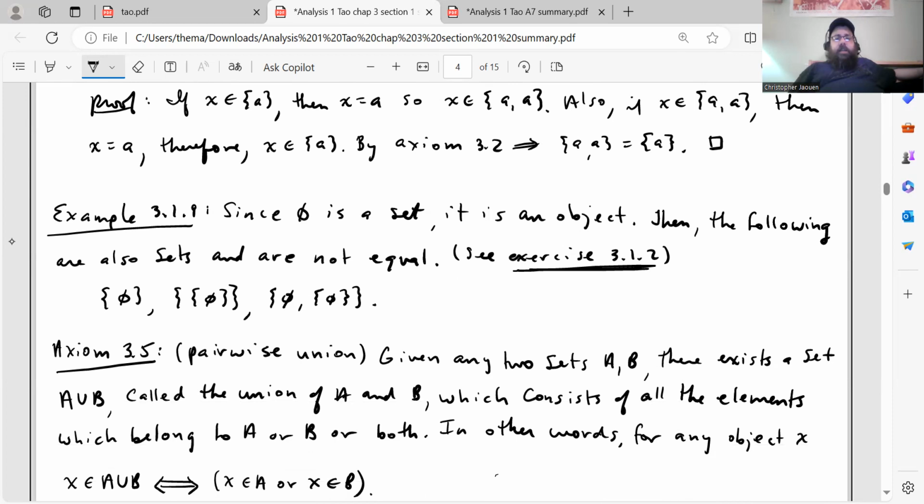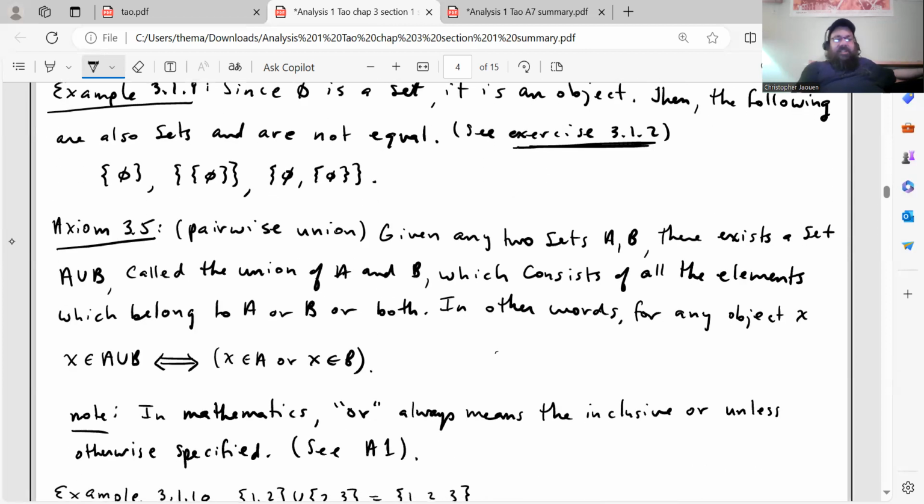All right, he gives another example here as well. Since the empty set is a set, if it's an object, then the following are also sets and are not equal. He says here, see exercise 3.1.2. So I guess he'll ask us to prove this in that exercise, but here he's just listing them. Since the empty set is itself a set, that means it's an object, which means it can be an element of other sets. So for example, these three examples that we have here are also sets. The set containing the empty set is a set. The set containing the empty set and the set containing the empty set is also a set, and so on.